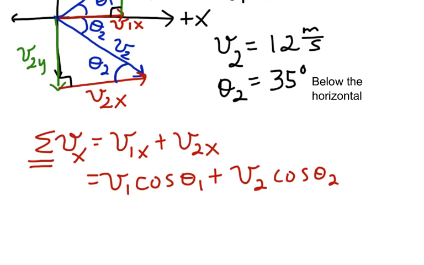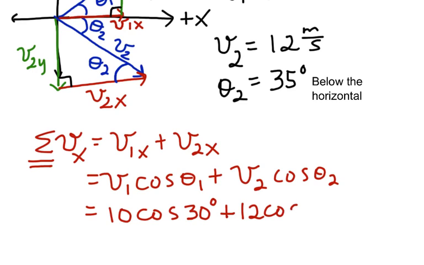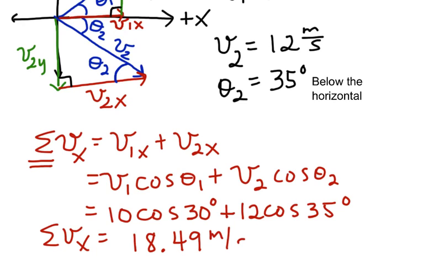Let's go ahead and plug in our numbers here. And so for v sub 1, that's 10 meters per second, cosine of 30 degrees, plus our v sub 2 value, which is 12, cosine of 35 degrees. And plugging in the numbers into the calculator, I get our value of 18.49 meters per second.